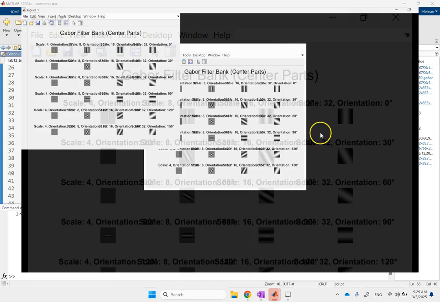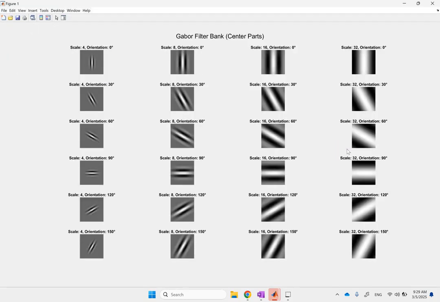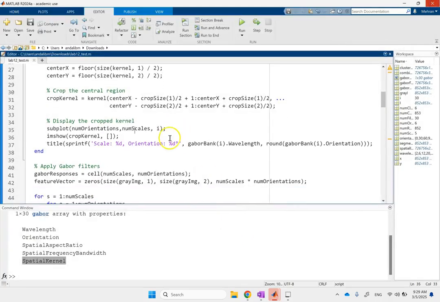Look, here is that initial one with 4 and 6. So you see all the top ones are orientation 0 with different scales. Then you go to orientation 30 all the way to 150. And the reason we didn't go to 180 is because it looks the same as 0. So these are different wavelengths, different orientations, and of course these are just the center parts of them. These are the filters I'm going to convolve my image with, different regions of it, and I move them along and get different responses. Okay, so that's the Gabor filter.